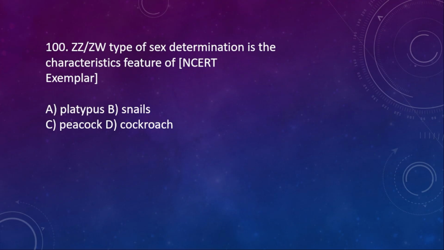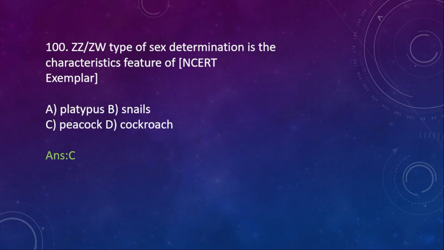Next, 100th one. ZZ/ZW type of sex determination is the characteristic feature of option A, platypus, B, snails, C, peacock, and then D, cockroach. Here the right option is option C, peacock.